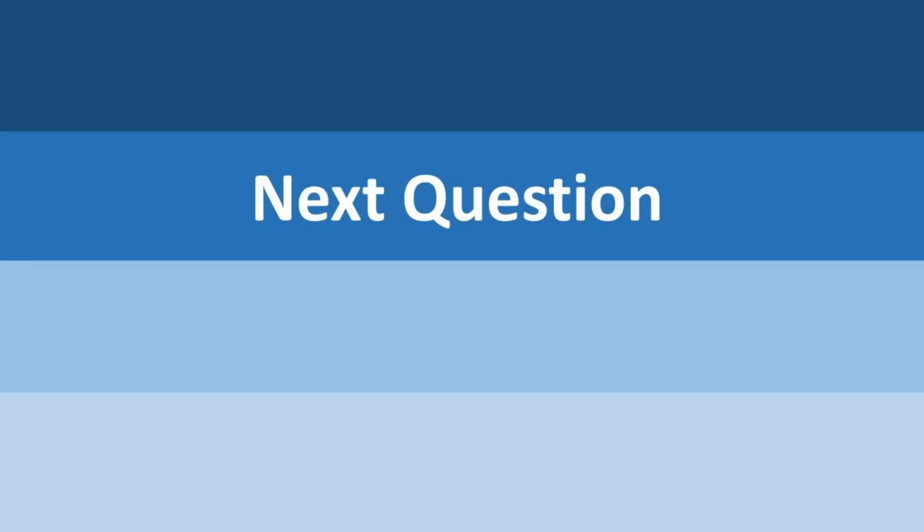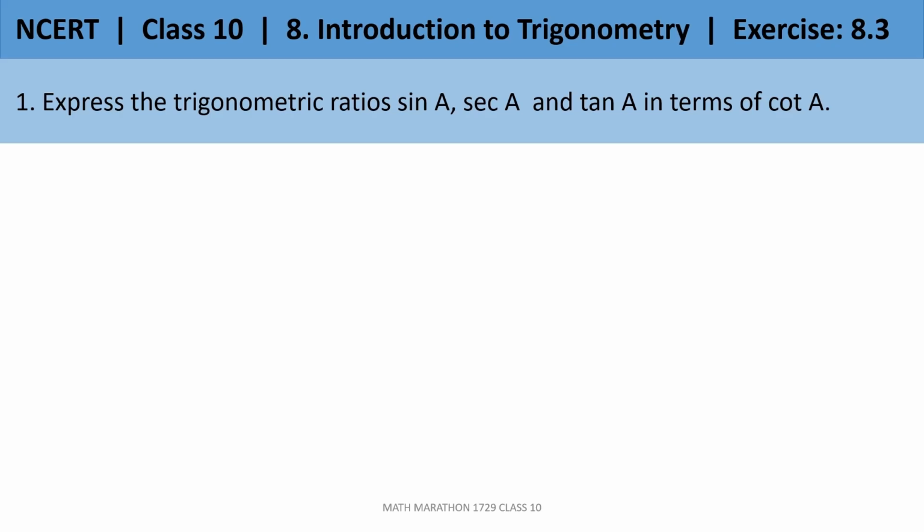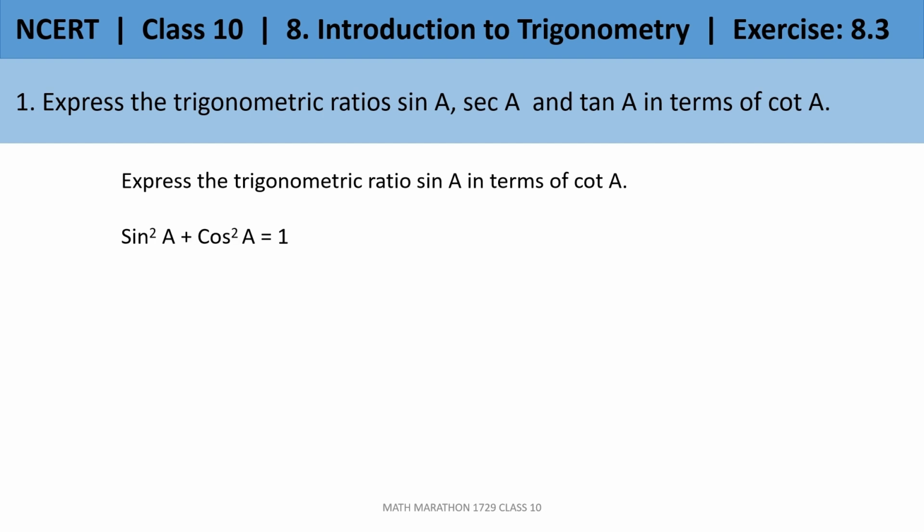Let us see next question. Express the trigonometric ratios sin A, secant A and tan A in terms of cot A. First, let us express the trigonometric ratio sin A in terms of cot A. We know this formula, sin square A plus cos square A is equal to 1.